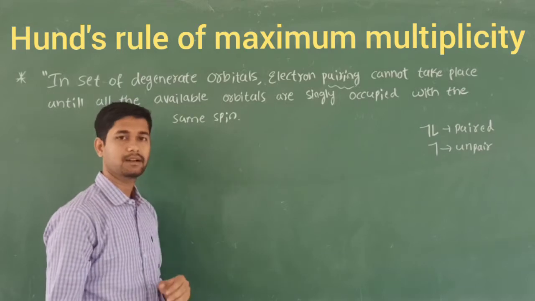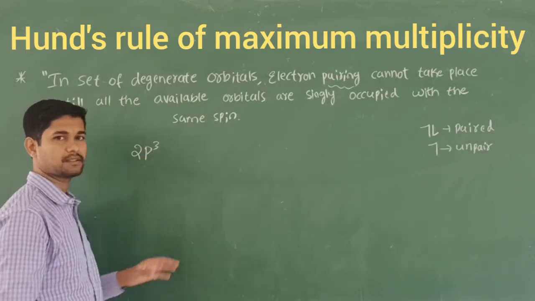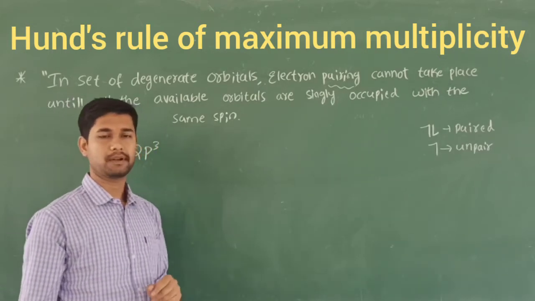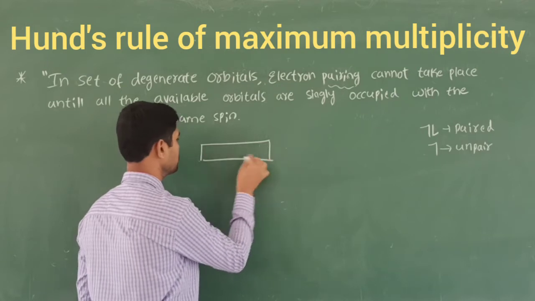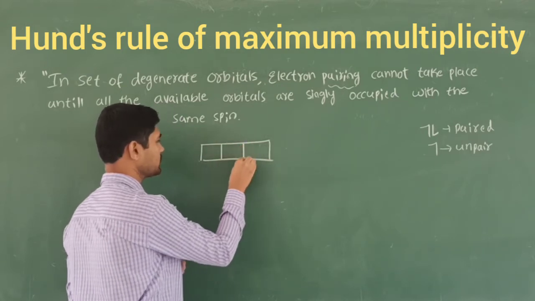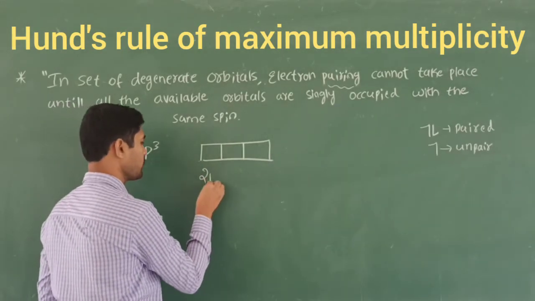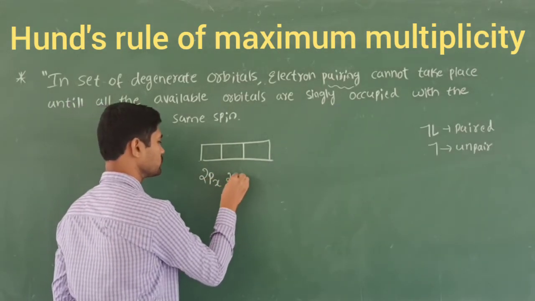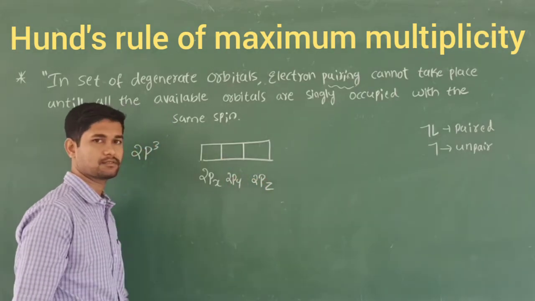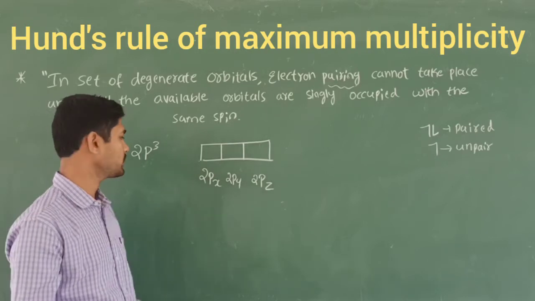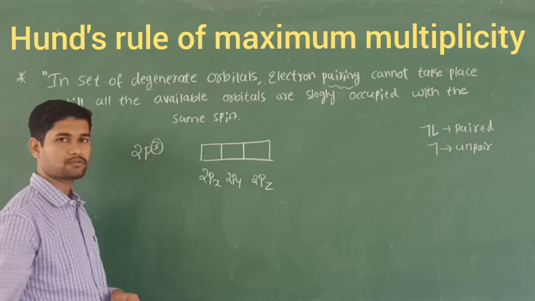Let me take an example, 2p3. Just imagine 3 electrons will be there in the p orbitals. How should you write p orbitals? You should write it like this. You are going to divide it into 3 subdivisions, right? So this is called 2p3, and 3 electrons will be there. I am going to write this as 2px, this is 2py, this is 2pz. These are the axes, and along the axes the orbitals are located. 2px, 2py, 2pz. How many electrons will be there? 3 electrons will be there.